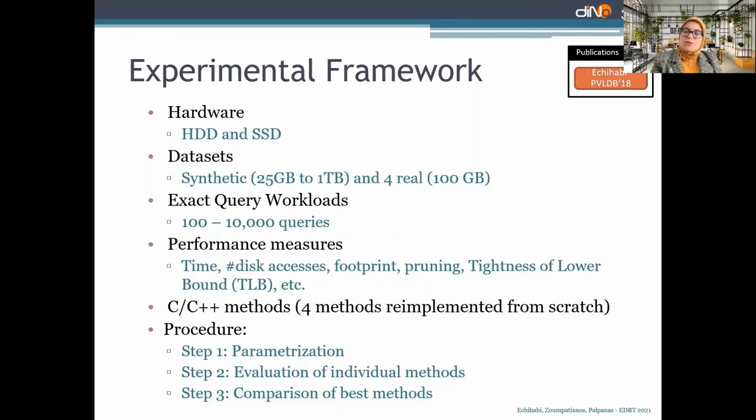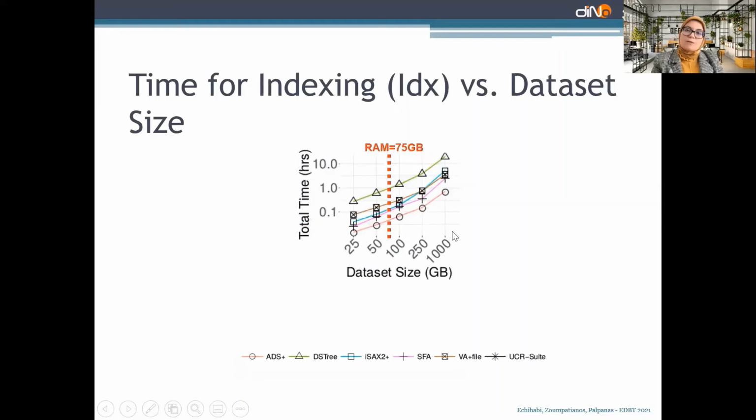The procedure is that in the first step, all of the methods are parameterized individually. Once the optimal parameters are determined, each method in step 2 is evaluated against some criteria. The best methods are then selected to be evaluated on additional criteria. So how do the methods compare in terms of indexing time?